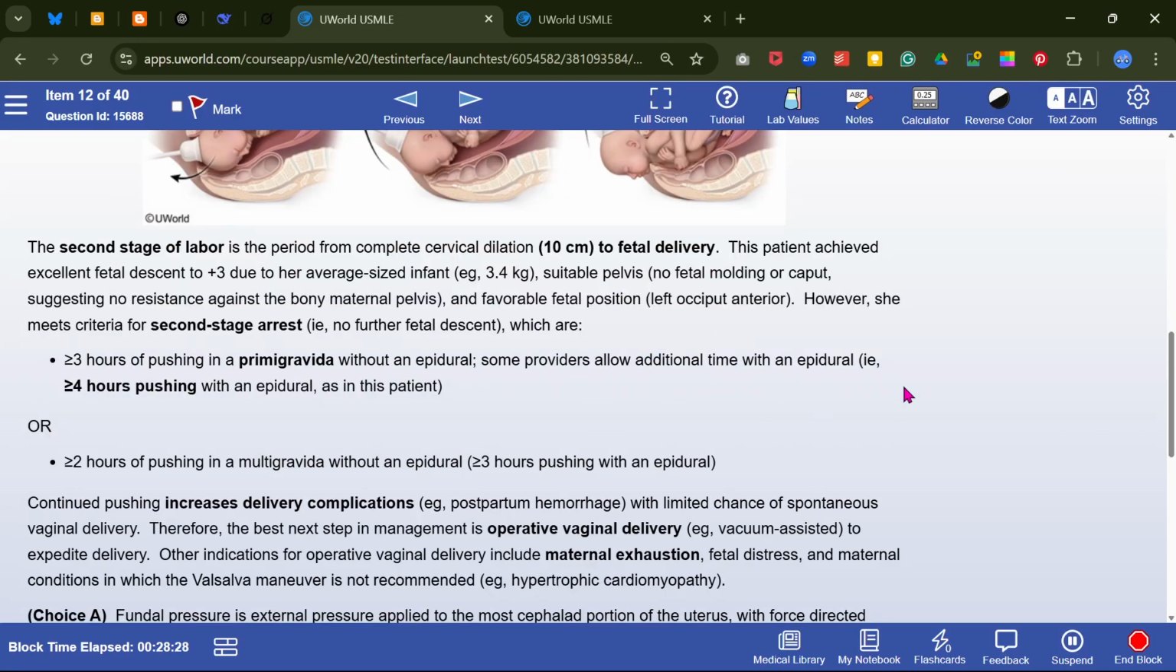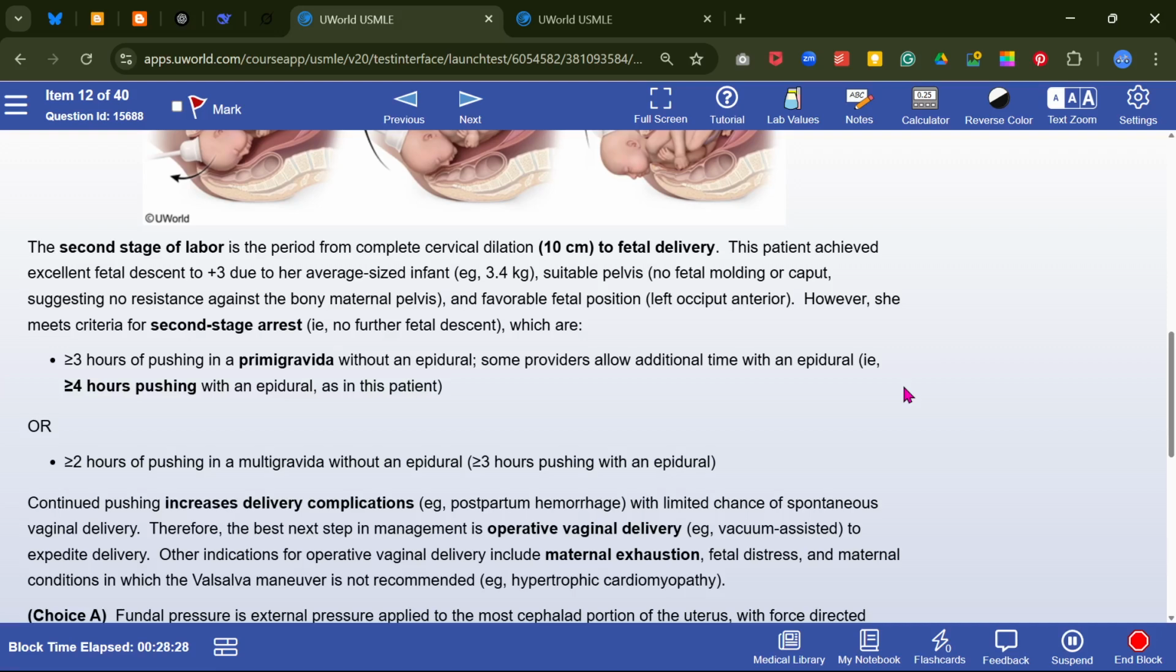The second stage of labor is the period from complete cervical dilatation, 10 centimeters, to delivery. This patient achieved excellent fetal descent to plus 3 due to her average sized infant, 3.4 kg, suitable pelvis, no fetal molding or caput, suggesting no resistance against the bony maternal pelvis, and favorable fetal position, left occiput anterior.